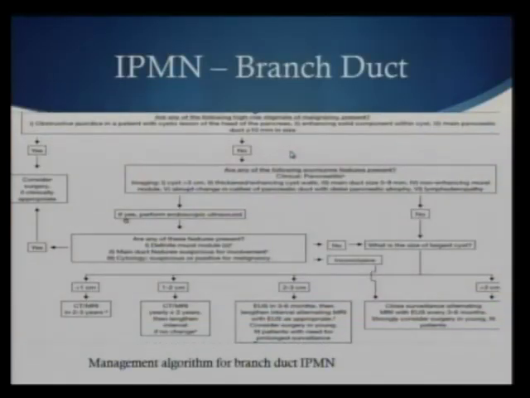For branch duct IPMN, as we talked about, the two things you've got to look for are either associated high-risk stigmata or worrisome features. Those are the two things you've got to look for.